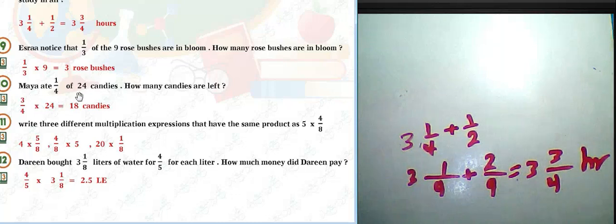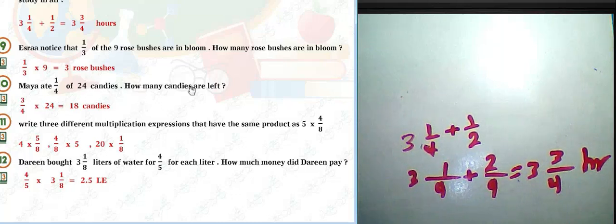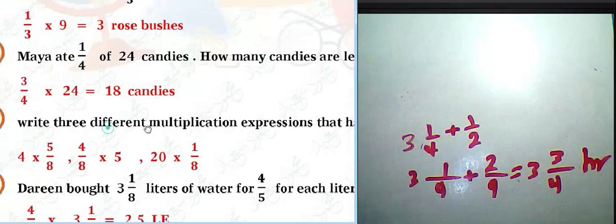Maya ate 1 over 4 of 24 candies. How many candies are left? 3 over 4 is the remainder because she ate 1 over 4 of 24. 1 over 4 of 24 equals 6. 24 minus 6 equals 18 candies. It's another method to find the result. Or you can find the fraction first: 3 over 4 times the total candies, 24. 3 over 4 times 24 equals 18 candies.